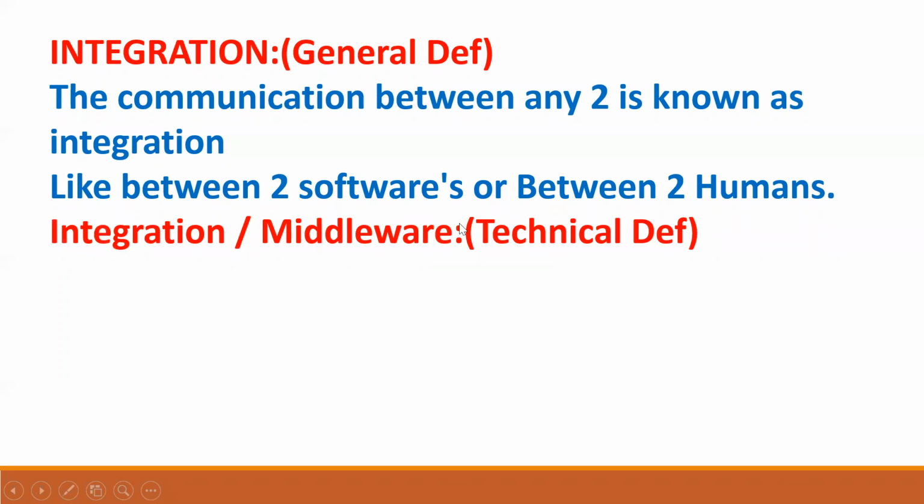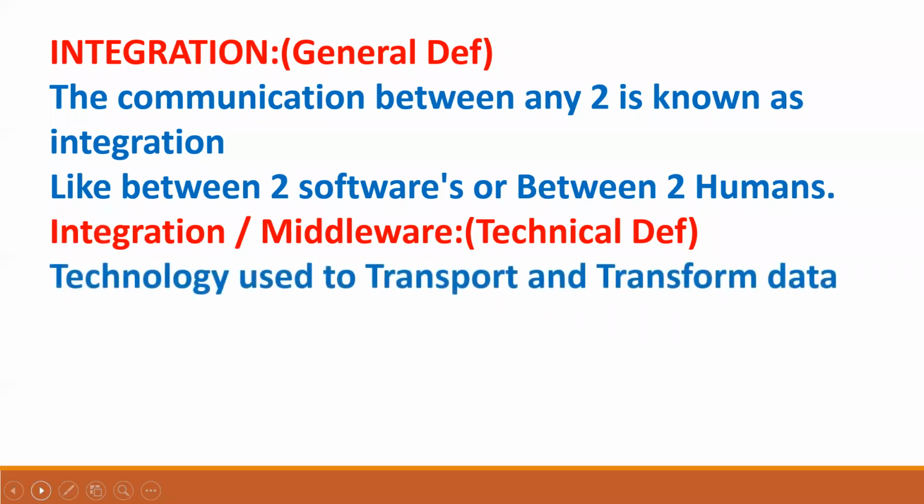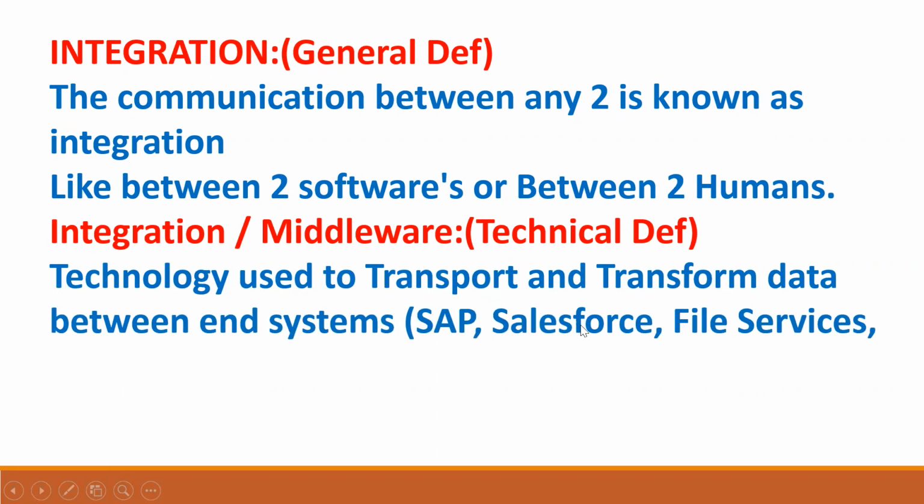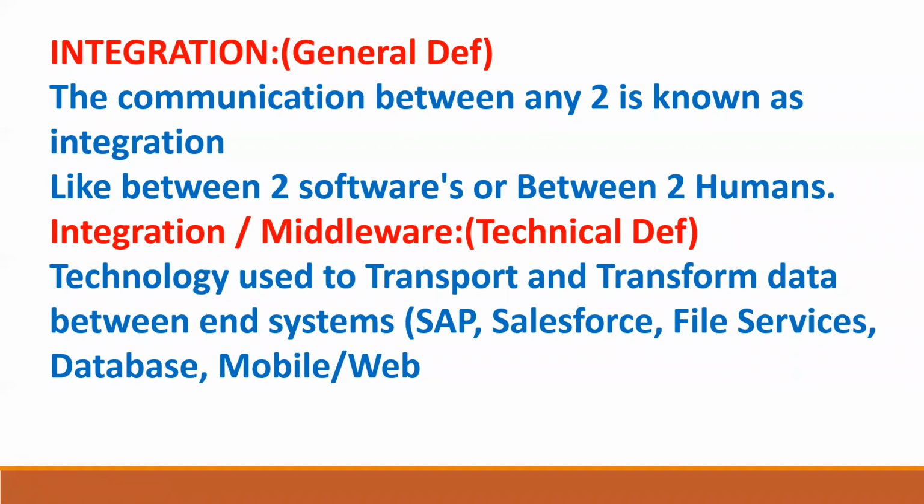Integration or middleware is a technology used to transport and transform data between end systems. An end system could be anything: SAP, Salesforce, a file service, a database, mobiles, or web. This definition we need to explain to the interviewer so that he will get impressed. We should not explain the bookish definitions. Understood?